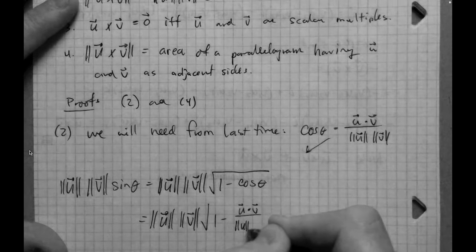Oops, sorry. That didn't go there. My mistake. So the square root is on the outside of 1 minus. Okay, so all right. Very good.